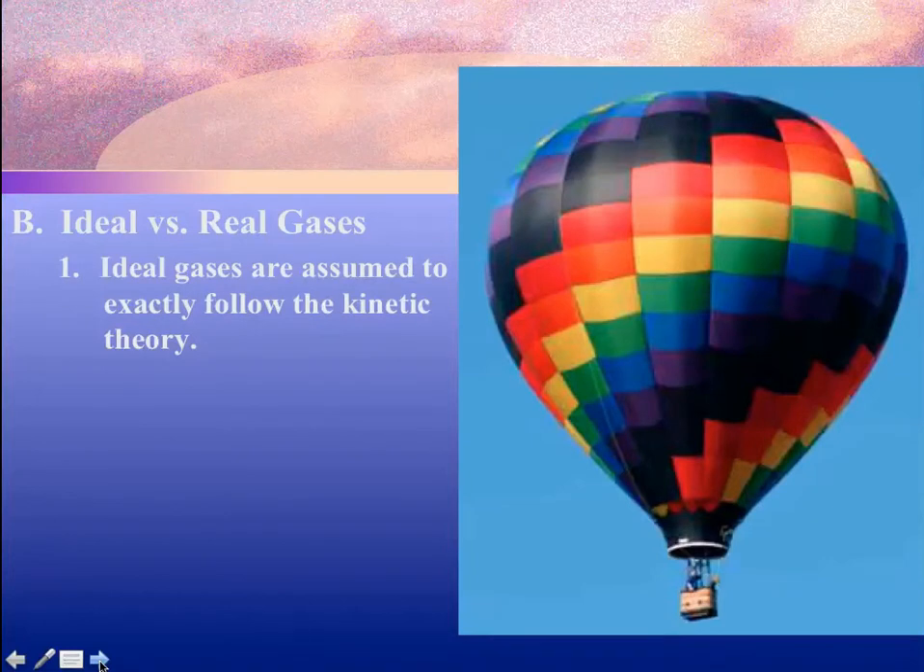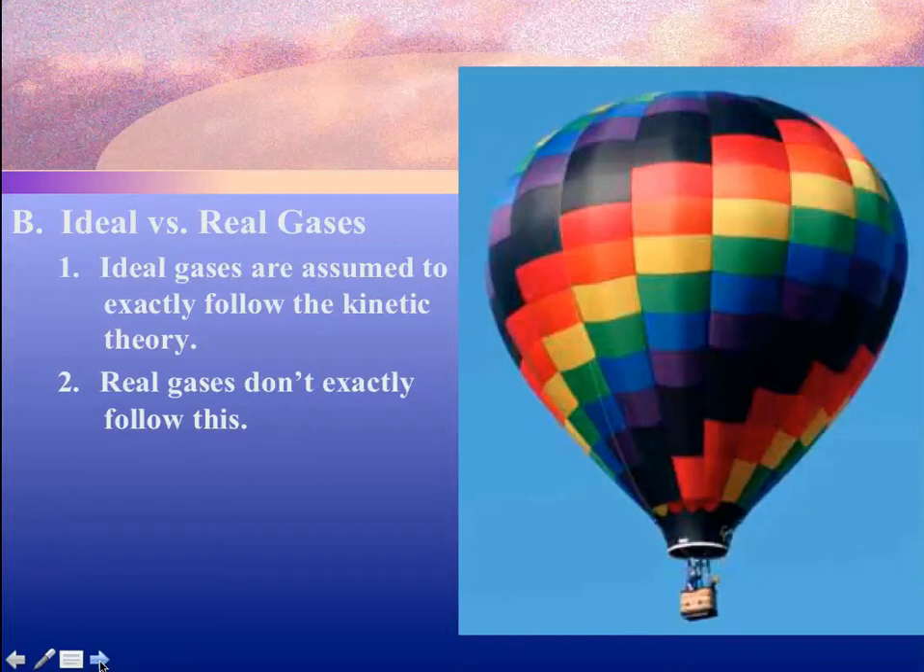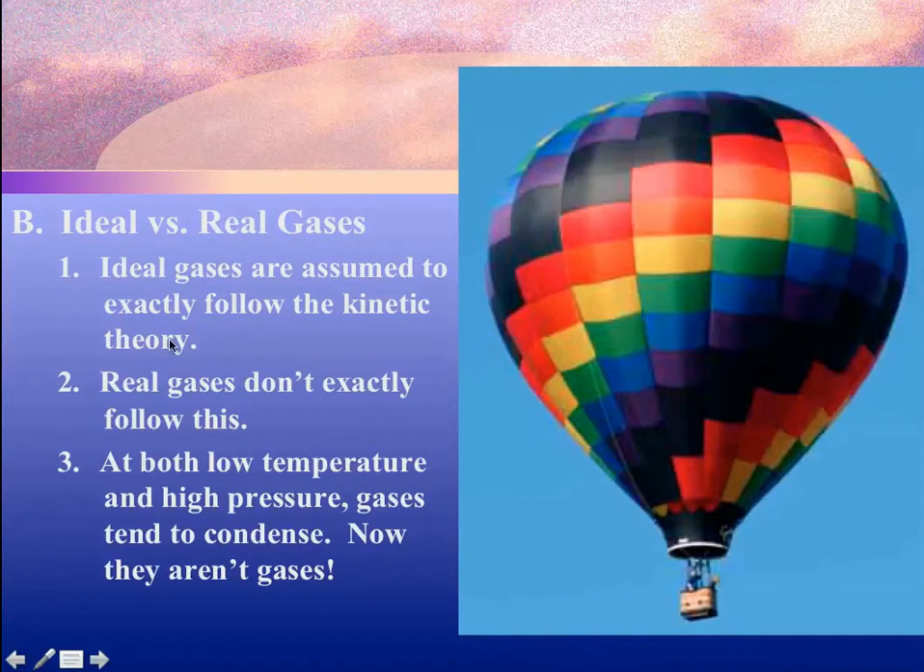Alright, so what is the ideal versus real? The ideal gases are assumed to exactly follow the kinetic theory, occupy no space, have no interactions, and be constantly moving. But real gases don't exactly follow this. They tend to follow it fairly closely, except for a couple of situations. And those are at very low temperatures. So the closer you get to 0 degrees Kelvin, the less likely they are to follow ideal gas behavior.